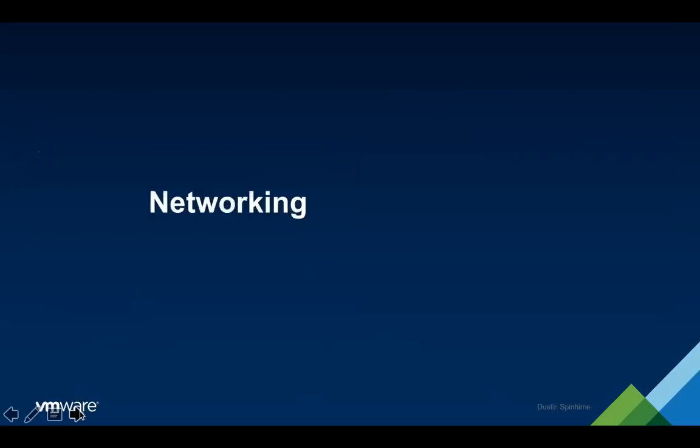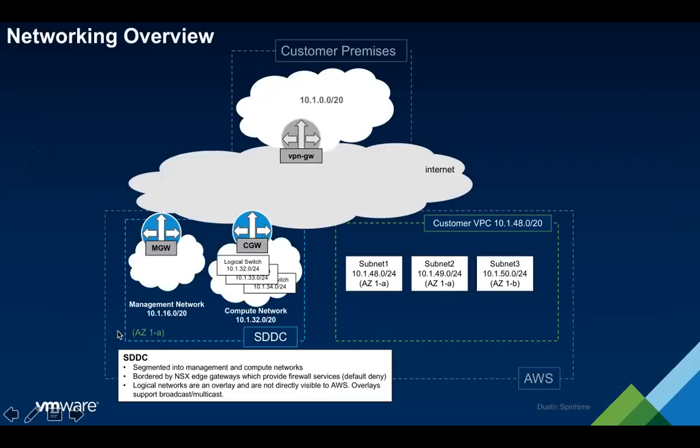So now we get into networking. So what we see here is a high-level overview of the networking model of the SDDC and the customer prem. So the customer prem is up top, separated by the internet, and then on the bottom we have the Amazon environment. Now within the Amazon environment we have the SDDC itself, and then the customer VPC. So we'll start with the SDDC. The first thing to understand is that from a networking aspect, it's broken into two pieces. We've got the management network and the compute network.